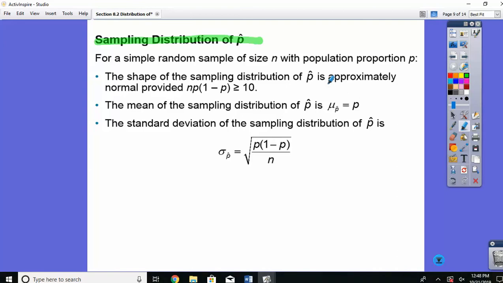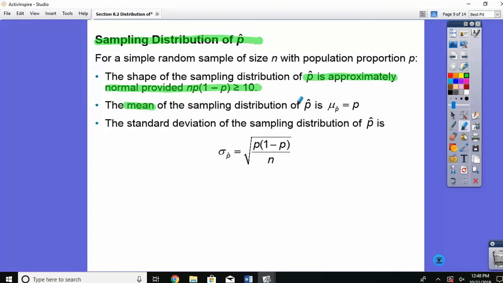For the x bars, we just said if we had more than 30, it was approximately normal. For this, p hat is normal if n times p times 1 minus p is greater than or equal to 10. That is not on the formula sheet, so you're going to have to know how to find that part. So we don't just have the magic number 30 in this case. We have to say n times p times 1 minus p is bigger than 10. Is it greater than or equal to 10, or is it bigger than? Greater than or equal to.